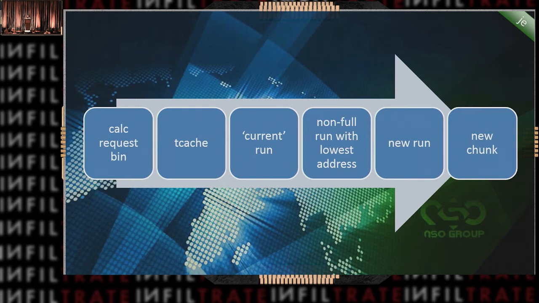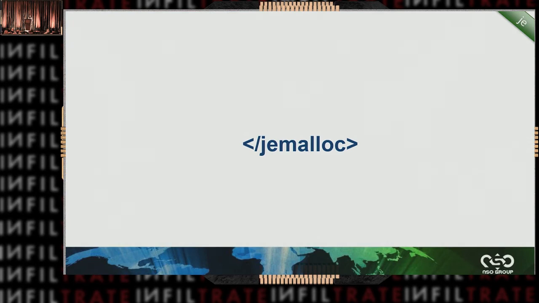So when allocating on jemalloc, we observe the following flow. We first calculate the bin size for our request size. We then look in the T-cache of the current thread for the calculated bin. If the T-cache is empty, we prefill from the bin's current run. When the current run is exhausted, we prefill from the non-full run with the lowest address. If there are not enough regions in the existing non-full runs, a new run will be allocated in a chunk which has available space. If no space is available in a chunk, a new chunk is allocated from the system, and then a new run is allocated in that chunk and is used to prefill the T-cache. So now we've covered the essential details of jemalloc as well.